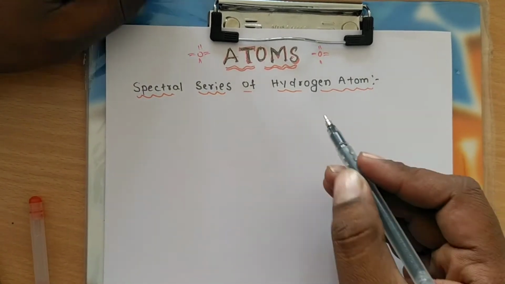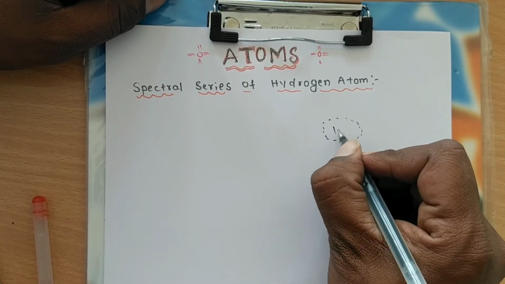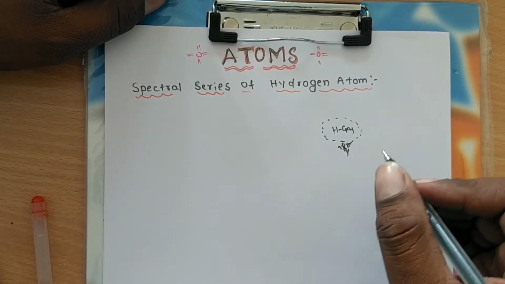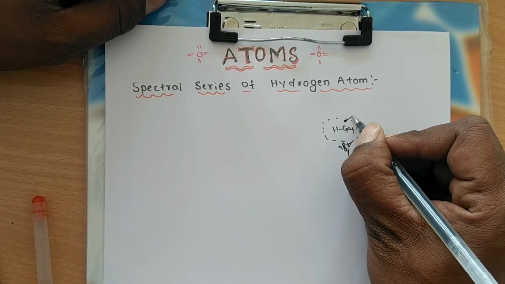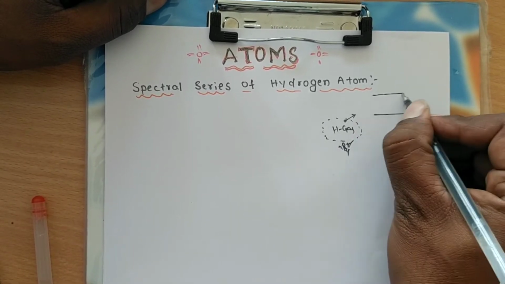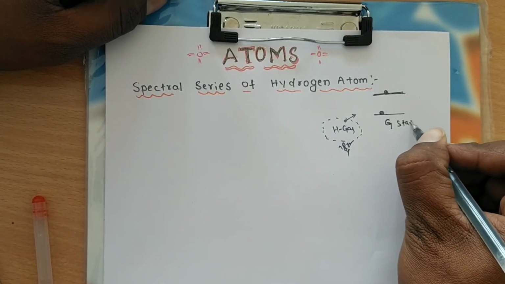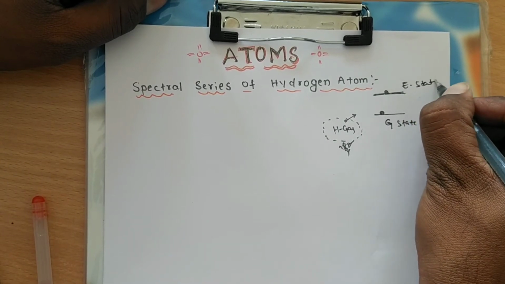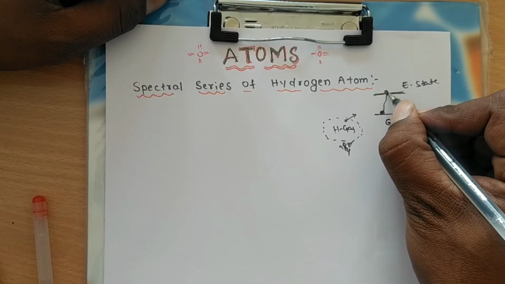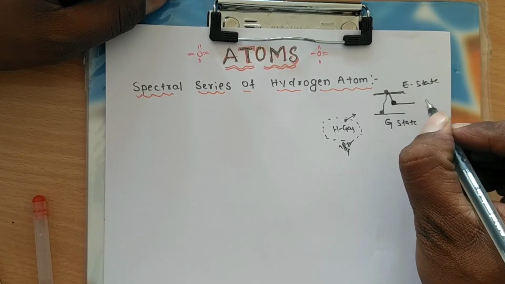For example, suppose we consider one hydrogen gas. That hydrogen gas is heated, and the electrons absorb that energy and jump from one state to a higher state. The electron jumps from the ground state to a higher excited state. This one is called the ground state and this one is called the excited state. When it returns from the excited state to the metastable state or ground state, it emits radiation, it emits energy.